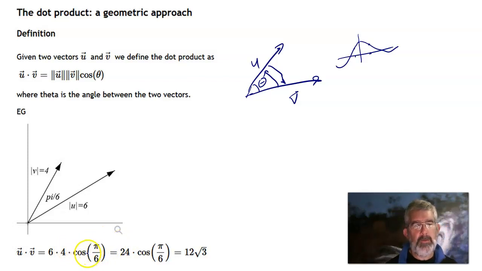Cosine of pi over 6 is radical 3 over 2. And so I've got 24 times radical 3 over 2, which would be 12 radical 3. Right? I get a number as a result. I had two vectors put in, and I get a number as a result. What does this have to do with anything? Well, we'll see that over the next couple of videos.